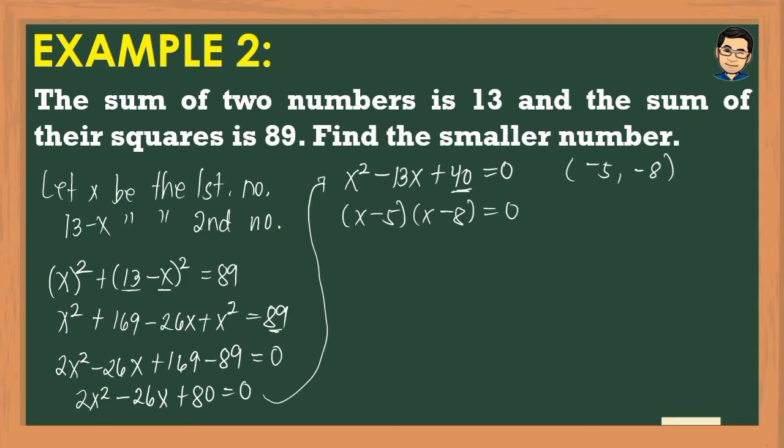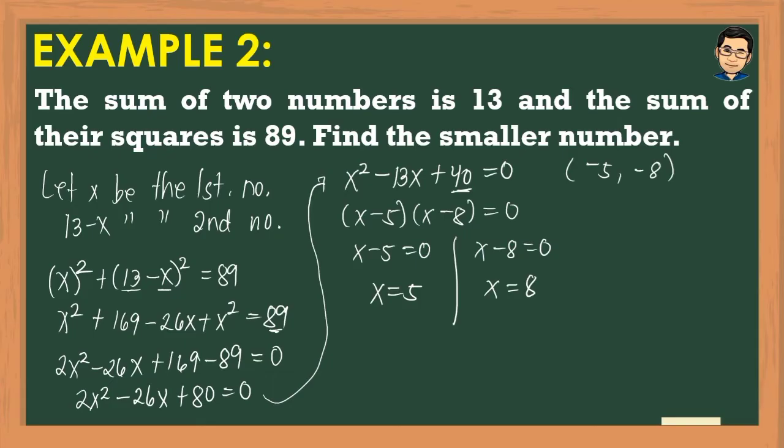Okay, and then we equate each term to 0. So x minus 5 is equal to 0. X minus 8 is equal to 0. X minus 5 is equal to 0, that is x equals 5. Then x minus 8 equals 0, that is x equals 8. So yung mga hinahanap po nating numbers are 5 and 8.